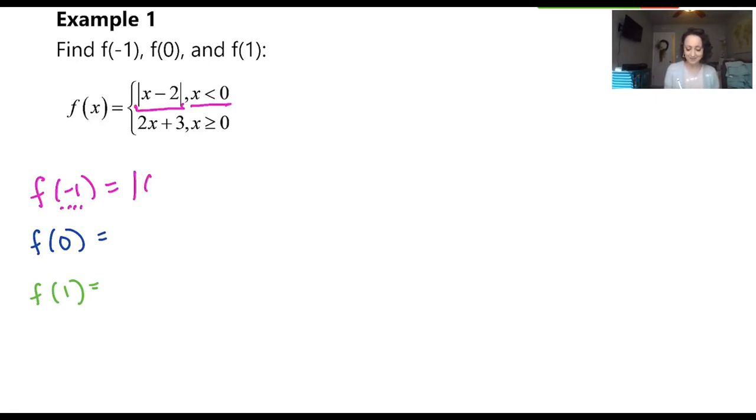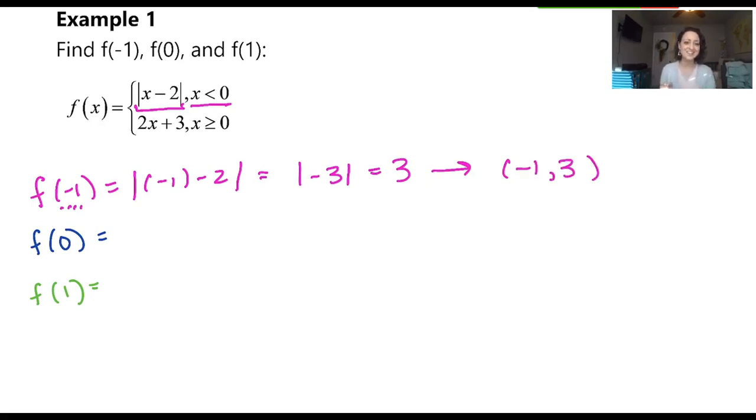So I've got the absolute value of -1 minus 2, which is the absolute value of -3, which is +3. So in this case, f of -1 is 3. If we were looking at the graph, this would translate to the ordered pair (-1, 3).